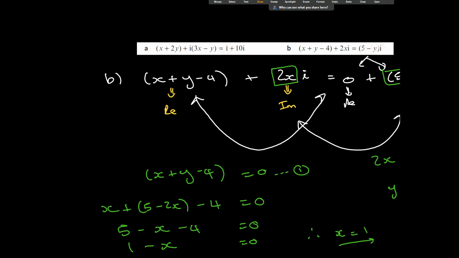We then substitute. So what I've done is I've substituted that in there. So my y value is available straight from this equation, call it equation number 3, to find. And so y equals 3. x equals 1, y equals 3, and I've now solved that.